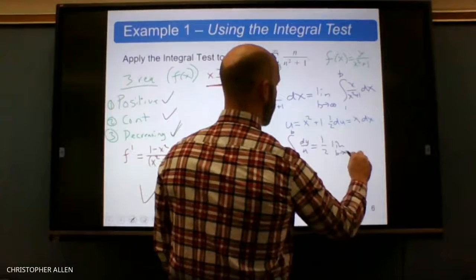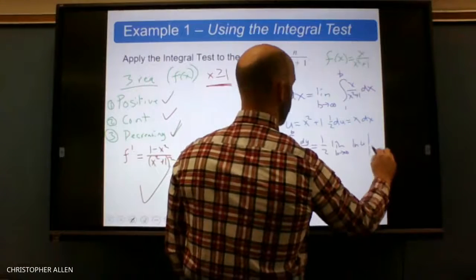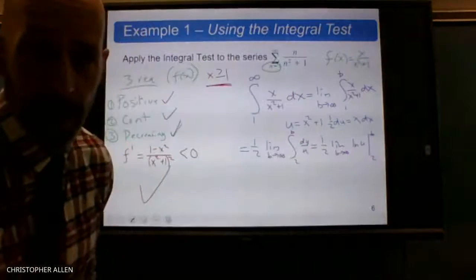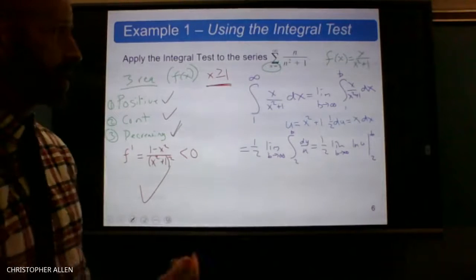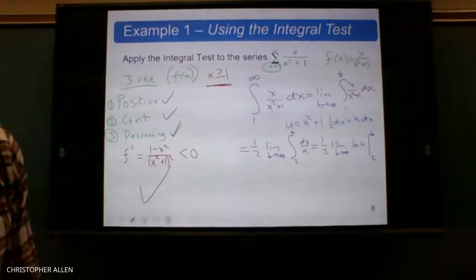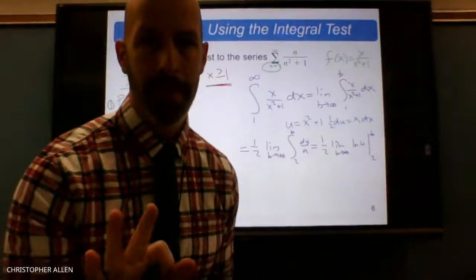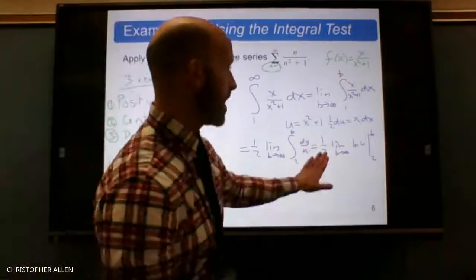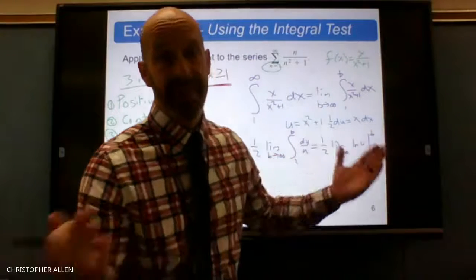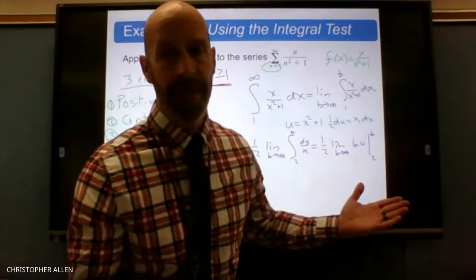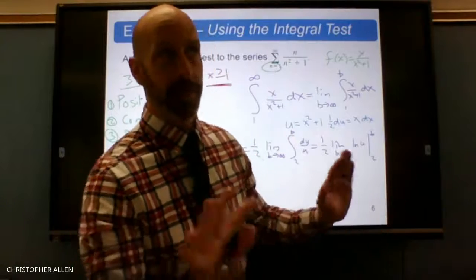B goes to infinity. We've now got the natural logarithm of u, and we need to evaluate that from 2 to b. Notice I didn't put absolute value here because b, or 2, is positive clearly, and infinity is positive, so I don't really need the absolute value here. Now, guys, you realize I can stop now, right? What's going to be the value of the natural log when I plug in infinity? It's infinity.